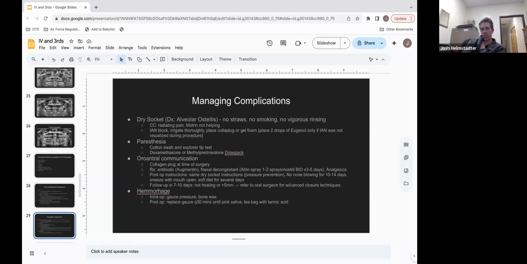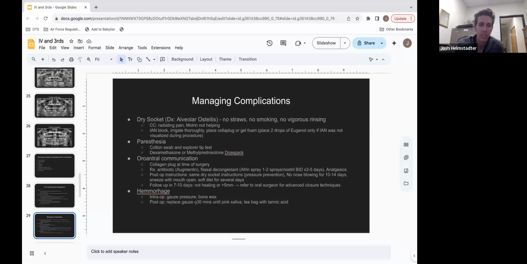Dry socket, main thing, no straws, no smoking, no vigorous rinsing. It's when they have radiating pain and Motrin's not helping. Sometimes you need to block them, irrigate thoroughly, and place a collagen plug. If the IN was exposed during the procedure, put some eugenol on that collagen plug or gel foam, and put it in if it wasn't exposed. But if it was exposed, do not put the eugenol.